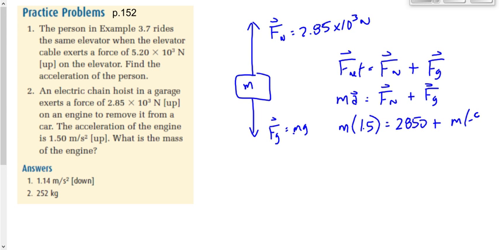I'm going to change the order of this a little bit to make it look a little simpler. 1.5 M equals 2850 subtract 9.81 M. Is that the same thing? Sure it is, and I didn't even need to do that. I just did it to make it look a little tidier. Here's a question for you now. Who's ready for this?